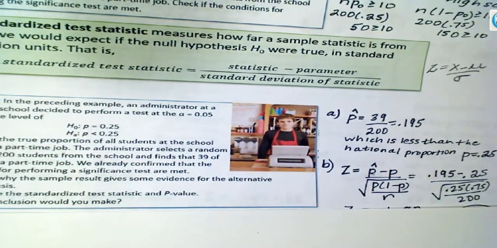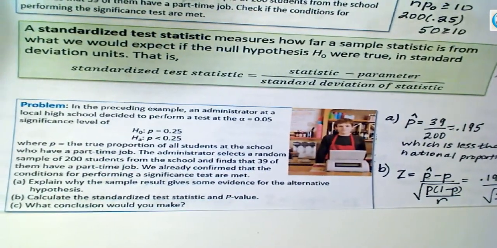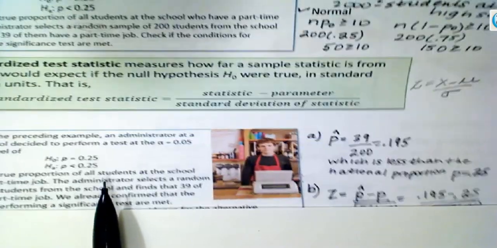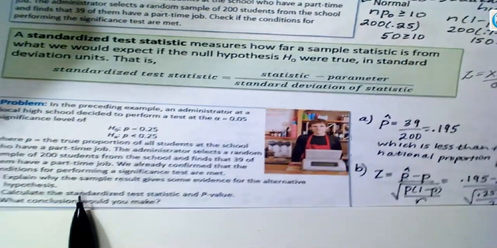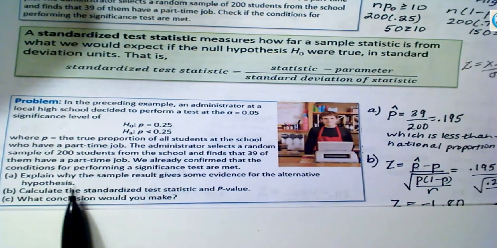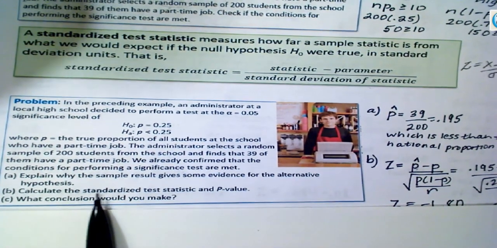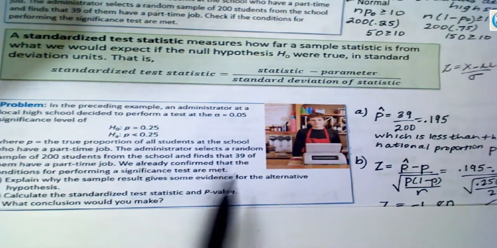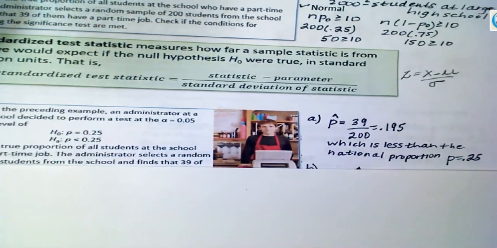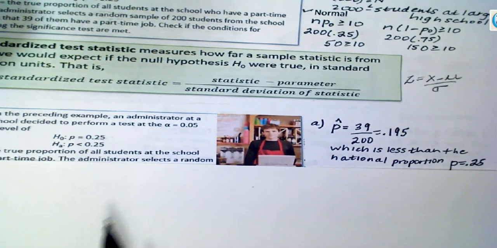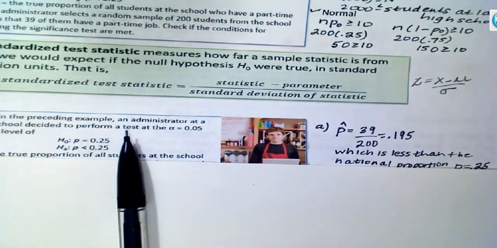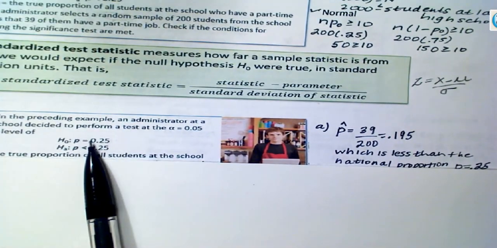And we're going to go through, and it says in the preceding example, it's the same problem about the workers in high school. So part A says, explain why this sample result gives some evidence for the alternative hypothesis. Okay, so all we're doing is looking at the sample. The sample is 39 out of 200, which is equal to 0.195. Why would that give some evidence against the null hypothesis?